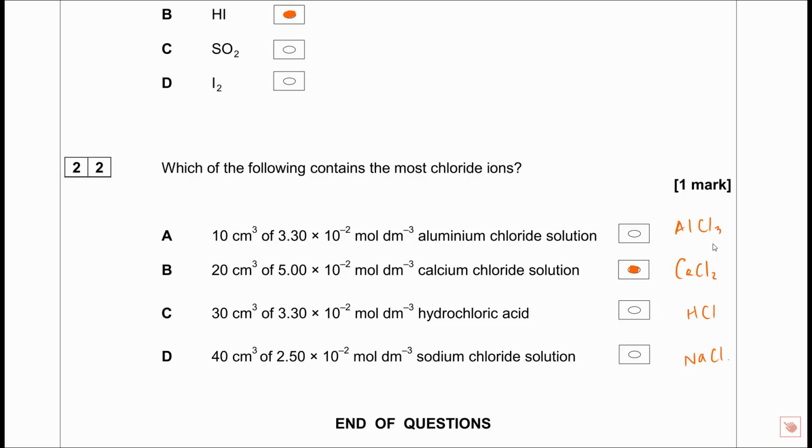Although initially this one may seem like it's going to be the highest because we have 3 chloride ions, there aren't as many moles initially of the aluminium chloride there. With this one we have enough moles of calcium chloride that when it breaks down, each giving us 2 chloride ions, we have the highest number of chloride ions in that one.